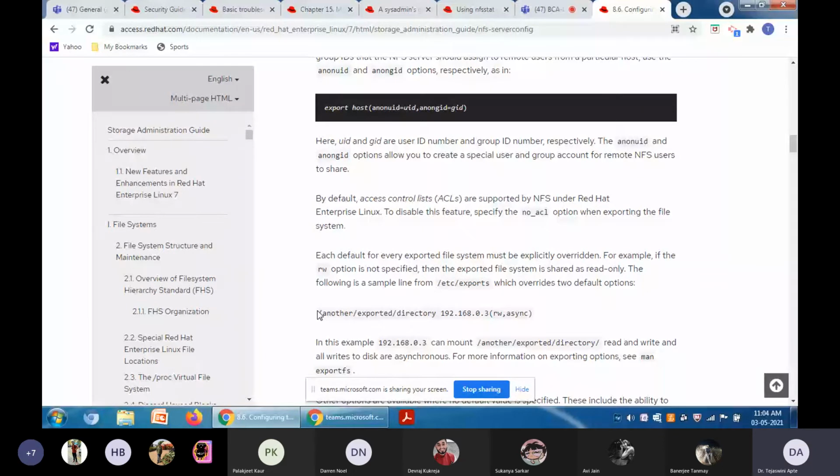This is the shared location. This is the /etc/exports file contents. This is the shared location, as you can see from my screen. This host is allowed to access this particular shared location in the RW format and a synchronized format. By default, it is always going to be no root squash. Please make sure about it. By default, it is going to be no root squash.